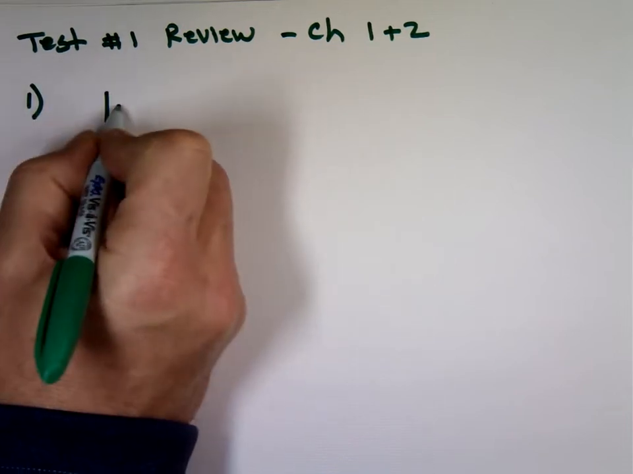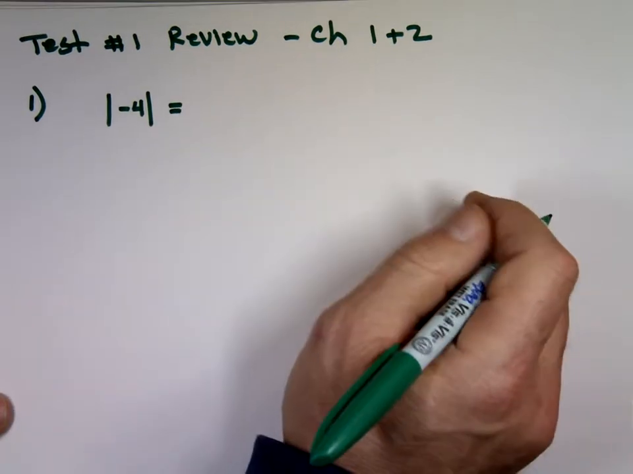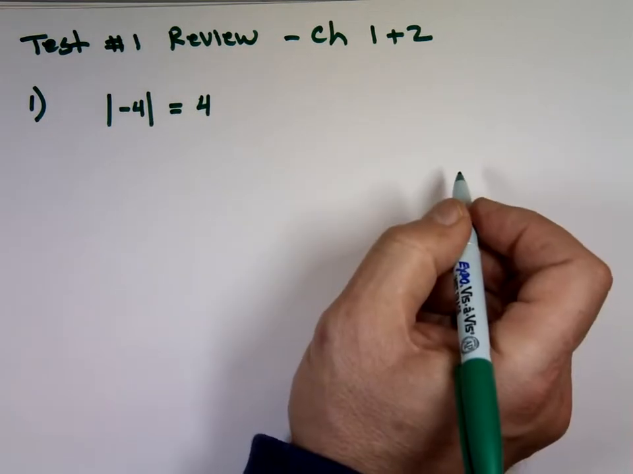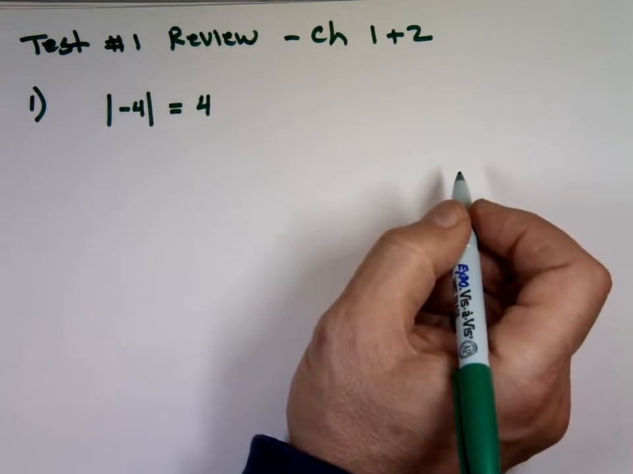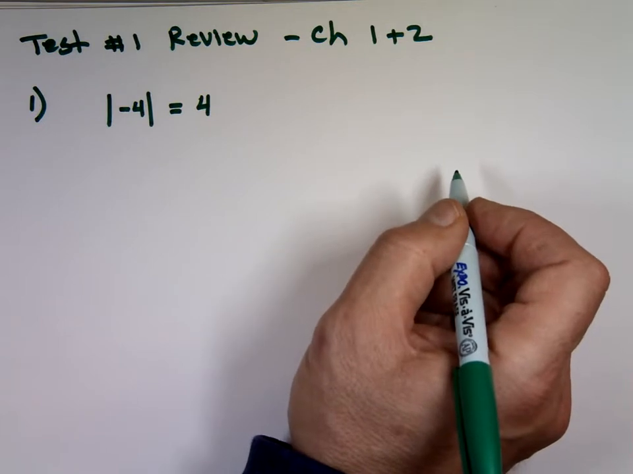What is the absolute value of negative 4? 4. Very good. Remember, the absolute value: if the number is negative, change it to positive. If it's positive, leave it alone.